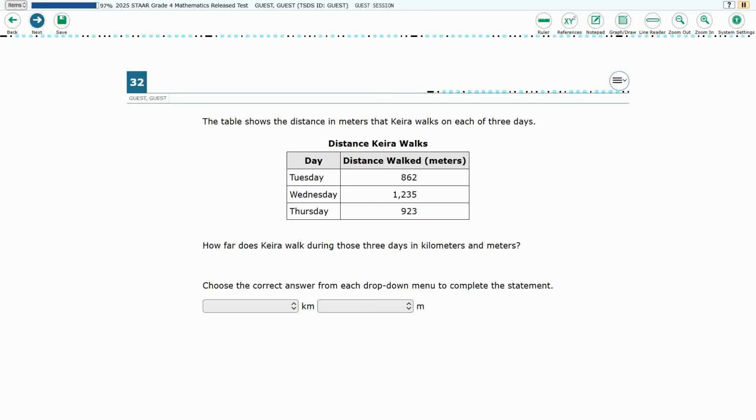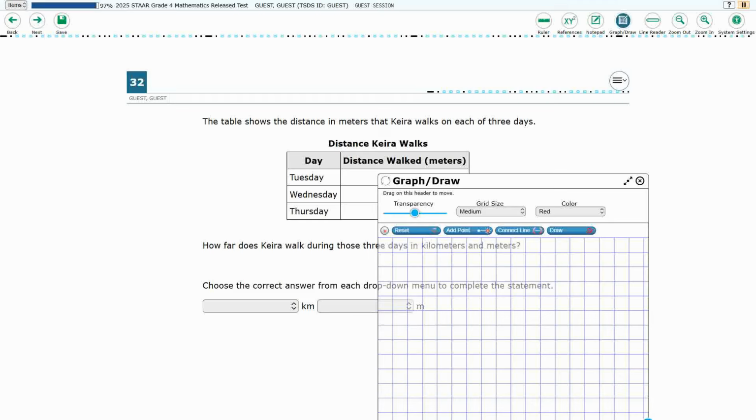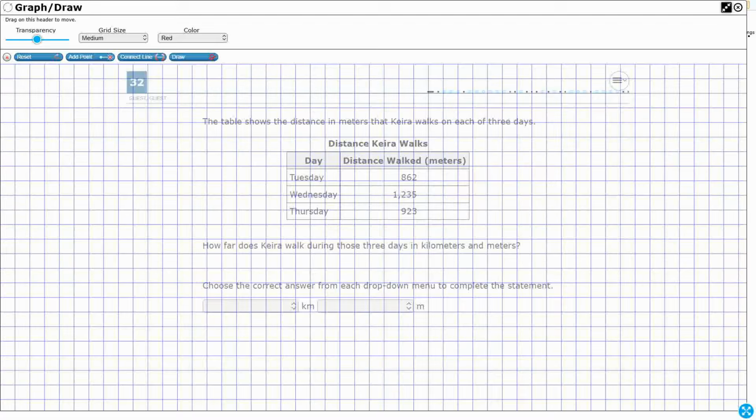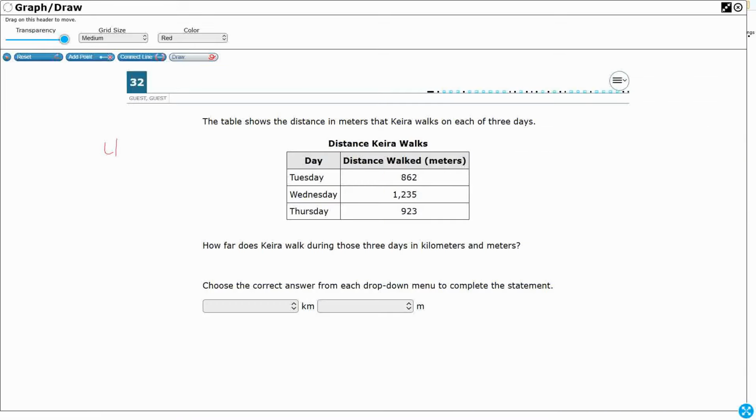For number 32, we are working with measurement problems. This is 4.8C. And so we've got an inline choice that we need to come up with here. We've got a distance of 3 days: 8,062, 12,035, 9,023. How far does Kira walk during these 3 days in kilometers and meters?